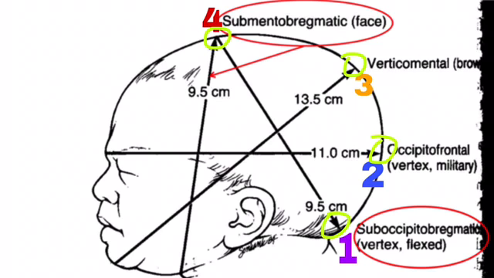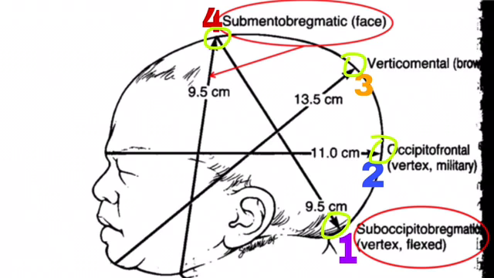Okay, and if the head is fully extended, then the point will shift further anteriorly and it will go to bregma. So the diameter involved in full extension is submento-bregmatic. Okay, below the chin to bregma, submento-bregmatic. It also measures 9.5 centimeters.